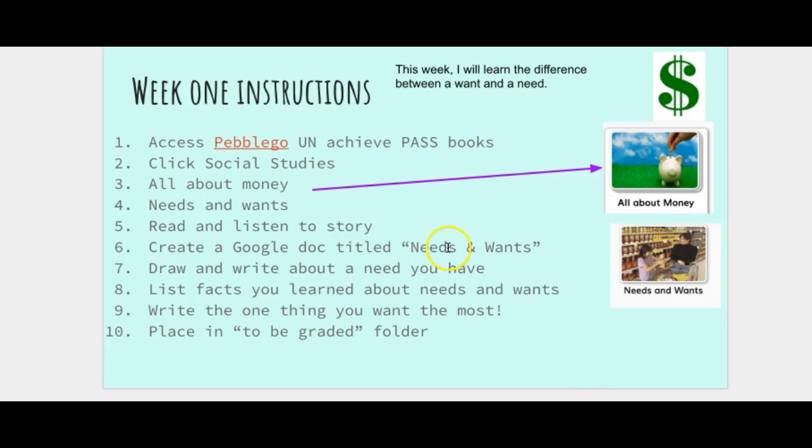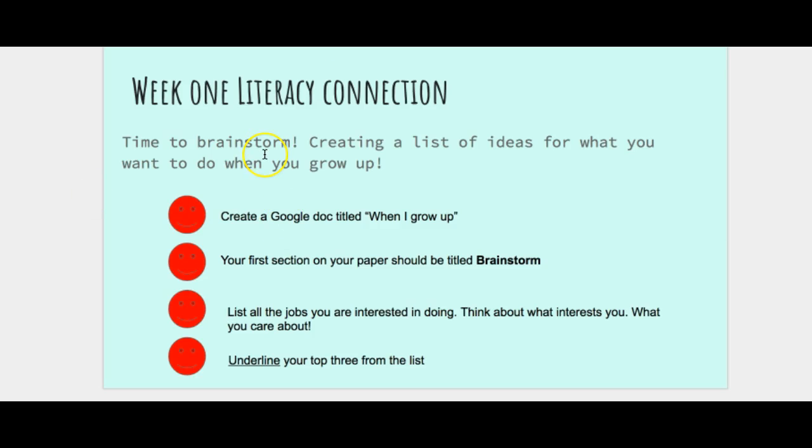Create a Google Doc titled Needs and Wants. Draw and write about a need you have. List facts that you learned about needs and wants, and write the one thing you want the most and place that in your to be graded folder. Now, if you do this by Google Doc and you would like to get an image offline, you can do that instead of drawing it out. That is an option.